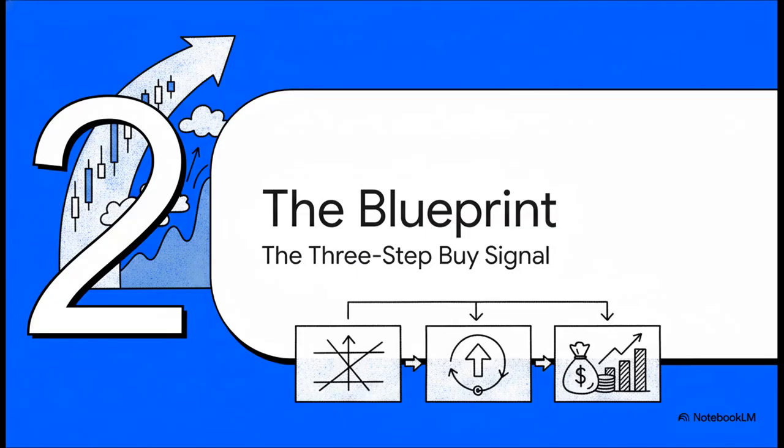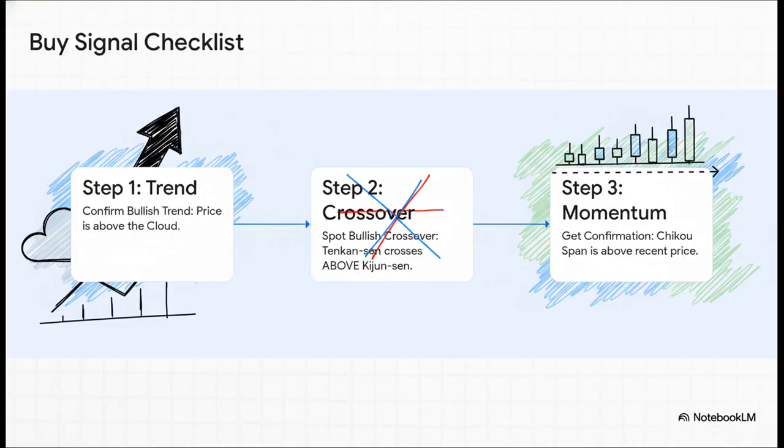Okay, awesome. Now that we know which way the wind is blowing, let's build out our blueprint for a really solid buy signal. It's a super clear 3-step process. So here are the 3 boxes we need to tick. It's a checklist. First up, we've got to confirm that bullish trend. Price has to be above the cloud. Check. Second, we look for that bullish crossover. The faster line has to cross above the slower line. Check. And third, we need that momentum confirmation. The Chikou Span has to be trading freely above the recent price. When all 3 of those line up, we've got our buy signal.